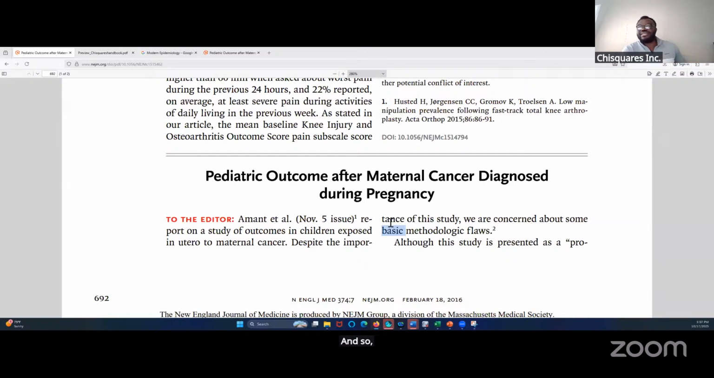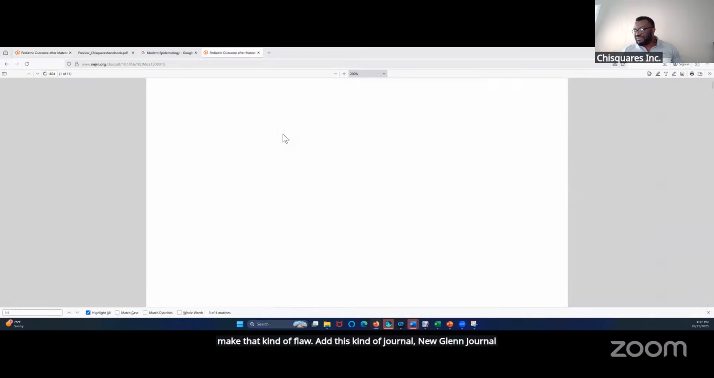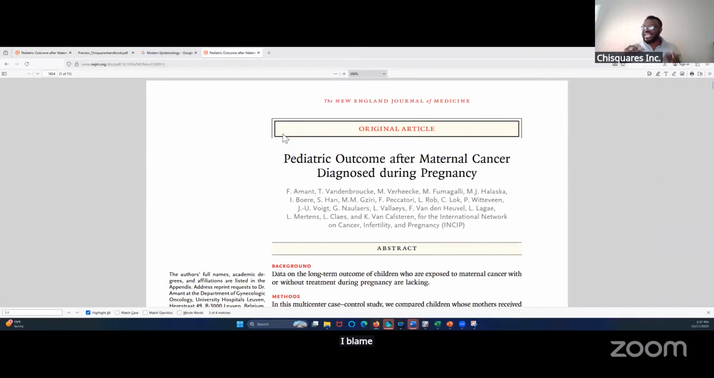And so, yes, it's kind of embarrassing when you make that kind of flaw at this kind of journal, New England Journal. And I don't even blame the authors only. I blame, there were peer reviewers, there was the editor, right? There's so many, it's just a failure of epidemiology, of basic epidemiology on so many levels. So it's not just the problem with the authors.